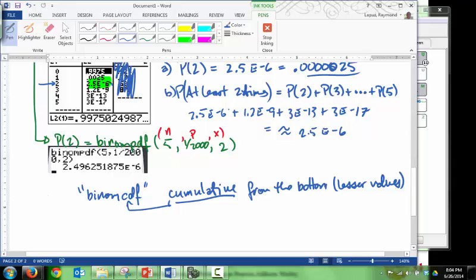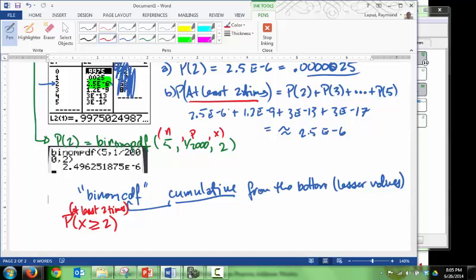This second problem that we have here is asking us to find the probability of at least, and I'm going to start using these greater than or greater than equal to symbols, at least 2 times. I would say x is bigger than or equal to 2. So what I want from this problem is to add up all these numbers from 2 all the way up to 5, right?